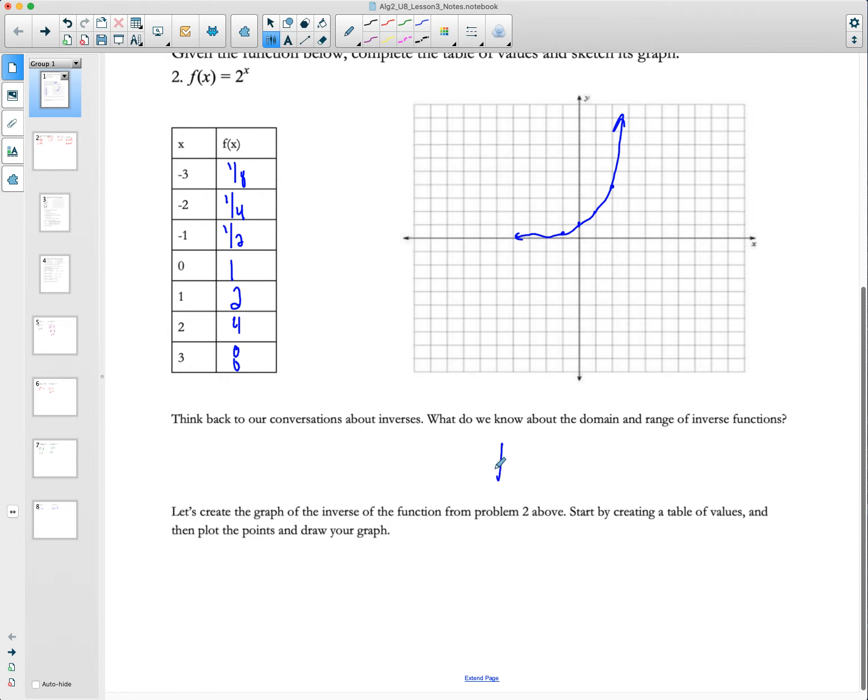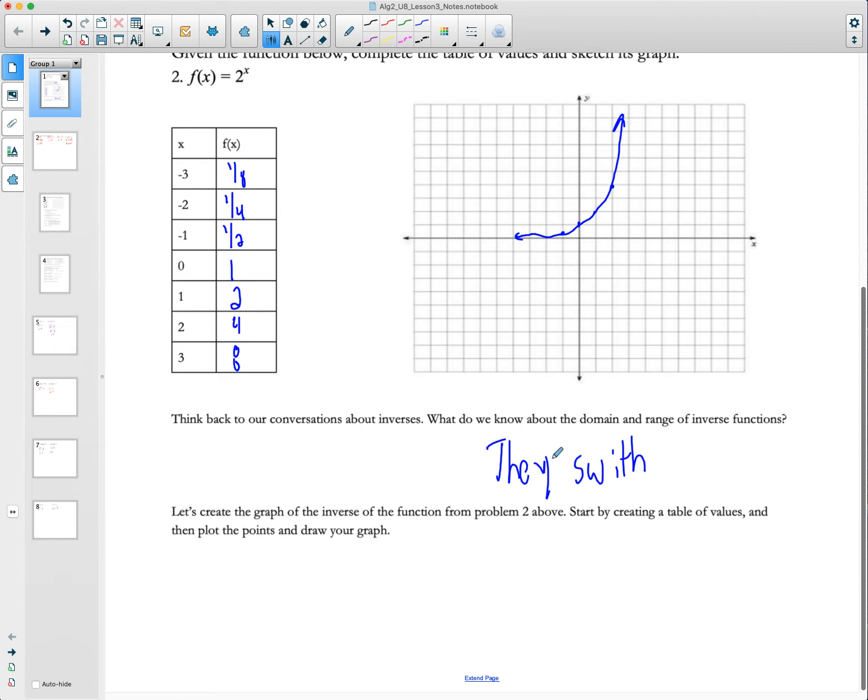And we know that they switch, right? All right, which is a really, really important thing, right? Okay, so if this is the domain of our exponential and this is the range of our exponential, they're going to flip. And this is going to become the domain of our logarithm. This will become the range of our logarithm.